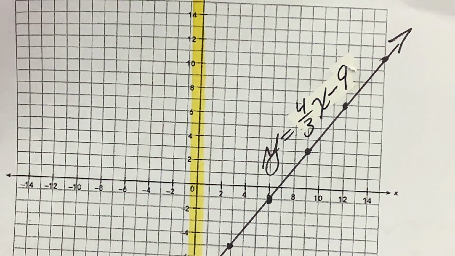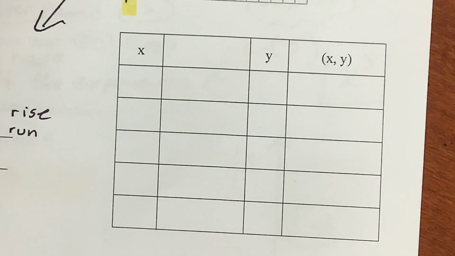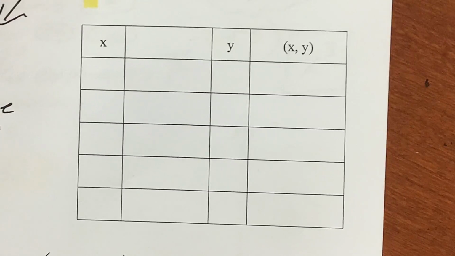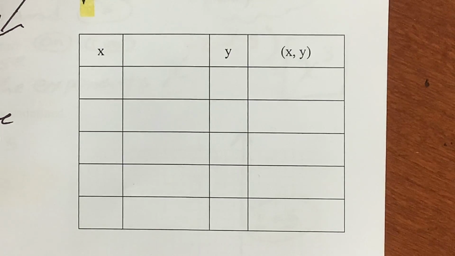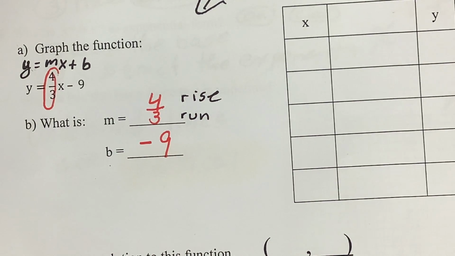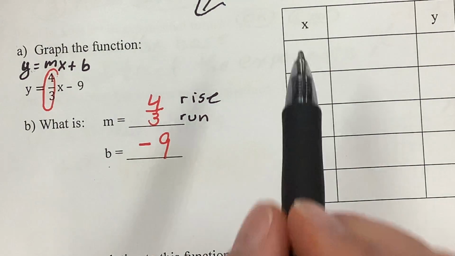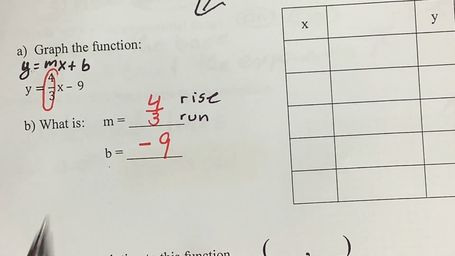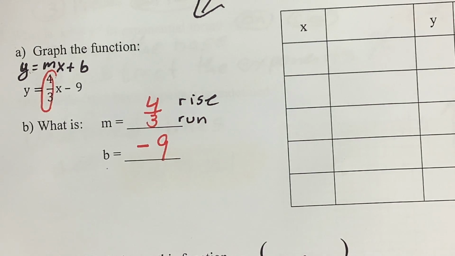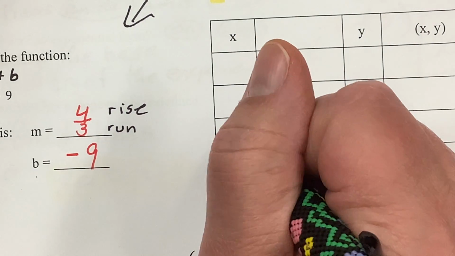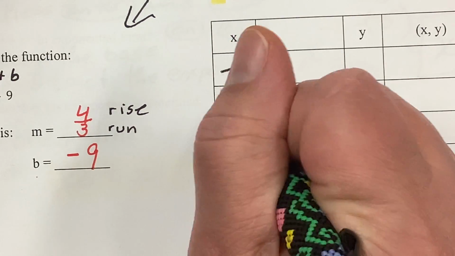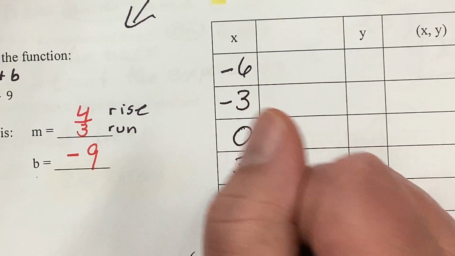All right, now I have this chart. I could have done the chart before I graphed my lines. It's up to you what you want to do. So, what do we use for x? Well, I got a fraction. When you have a fraction, you have to pick x values that are multiples of that denominator. I have to pick multiples of 3. So let's do -6, -3, 0, 3, and 6.